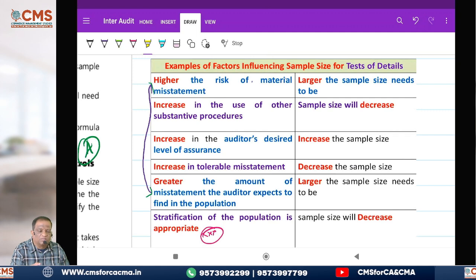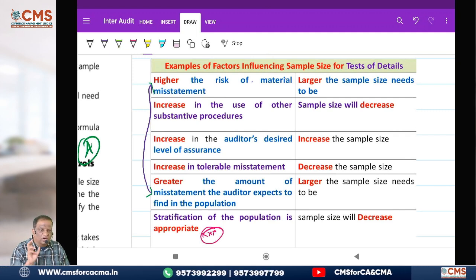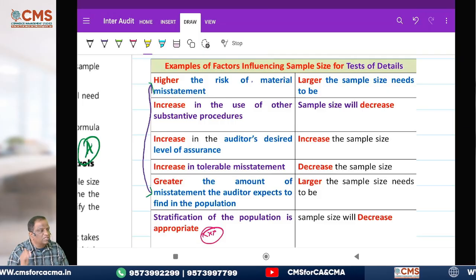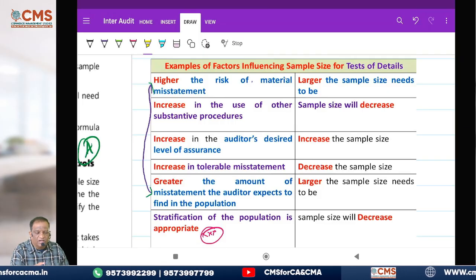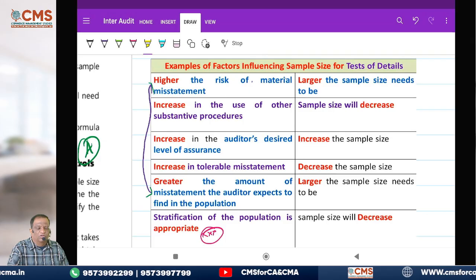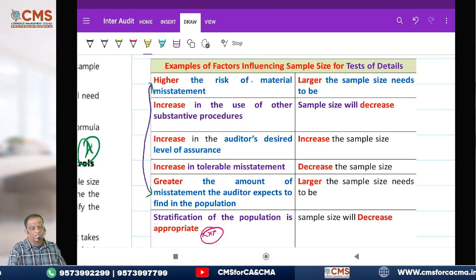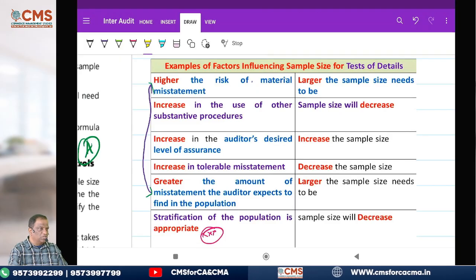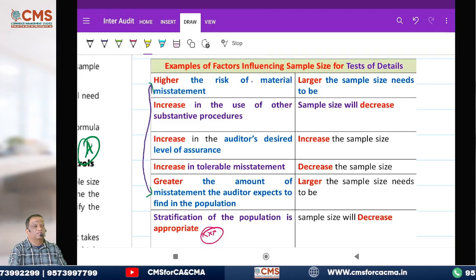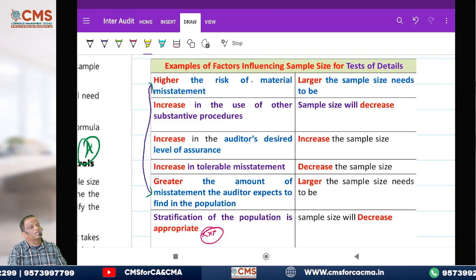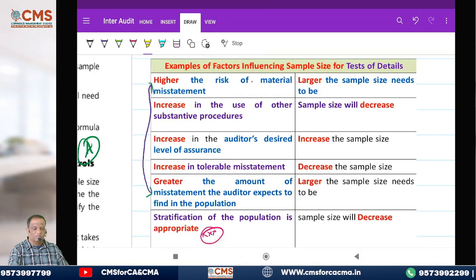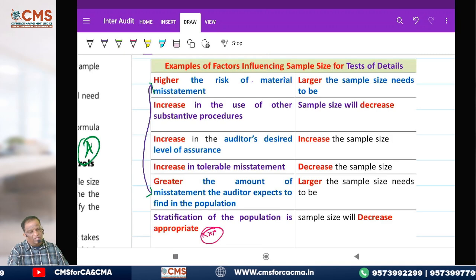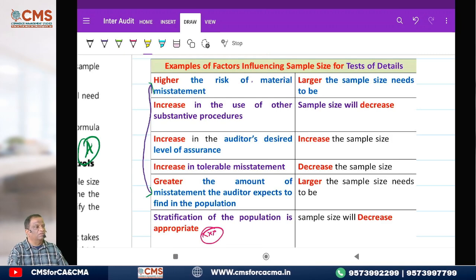Then increase in tolerable misstatement. That is, what is the amount up to which you can tolerate? If that amount is increasing, then sample size will automatically decrease. And then, the greater the amount of misstatement the auditor expects to find, that is, the auditor's expectation of errors in the population. If I am expecting more errors in the population, then obviously I will select a larger sample. Then stratification. If the stratification is proper, then I can select less sample and manage it.